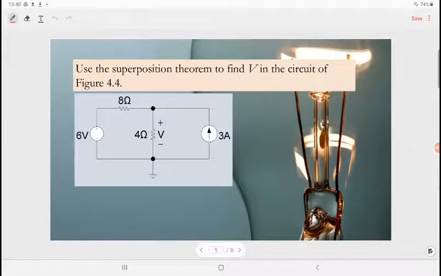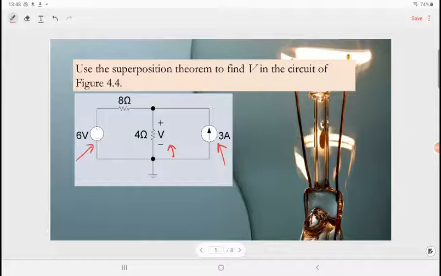You need to use the superposition theorem to find V in the circuit of figure 4.4. So this is the V that you need to find. If you look at this circuit, you have two sources. The first one is a 6 volt voltage source. The second one is a 3 ampere current source. Both are independent sources, so we know that we can apply the superposition theorem for this circuit.